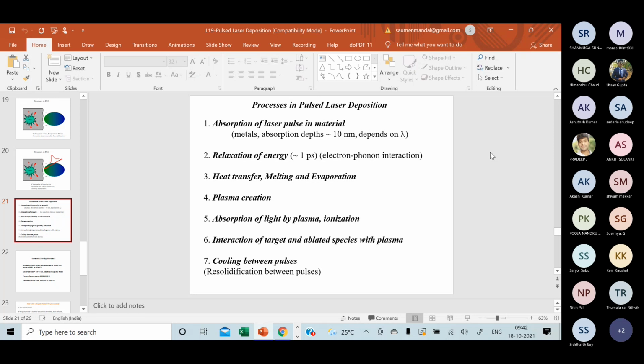That is one part from the materials point of view. Second, from the laser point of view, the laser pulse is important as well as the laser wavelength. That also decides the interaction with the substrate. So this will decide how the plasma formation or ablation process happens. I'll continue in the next class, and if you have any questions you can ask.